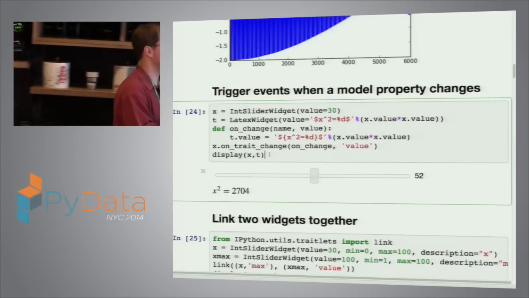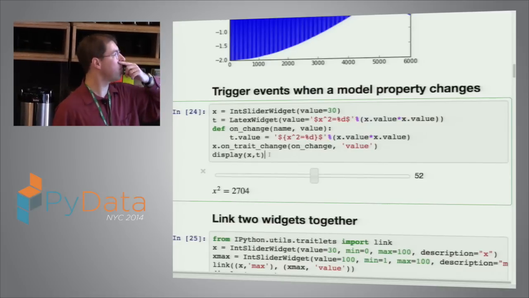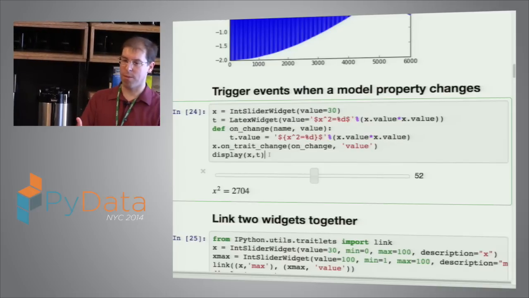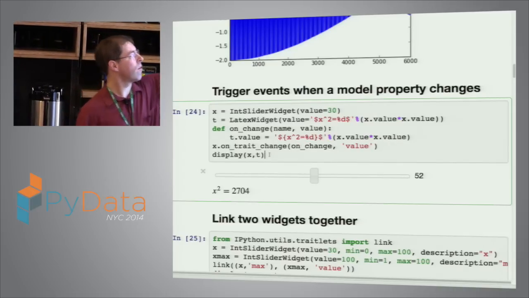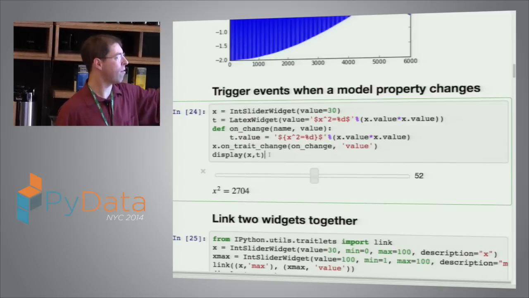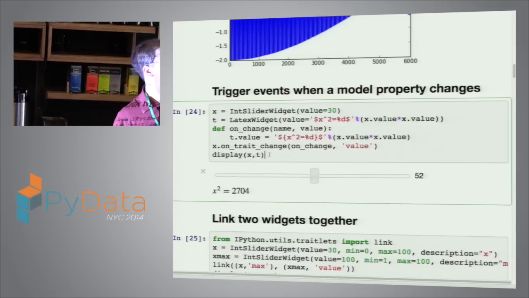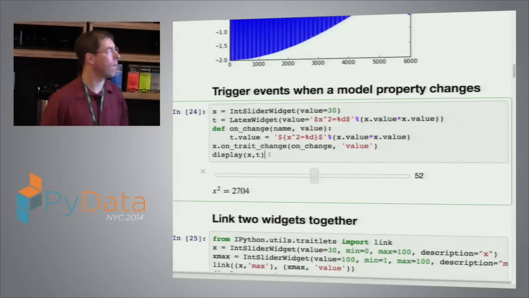And so what are we doing here? We create a slider widget. So this time it's an int slider widget from 0 to 100, default value of 30. And then we want someone to be able to see the square of this. And so we construct the latex widget. And the latex widget uses MathJax to typeset your LaTeX. And the value is going to be the square of the value of x.